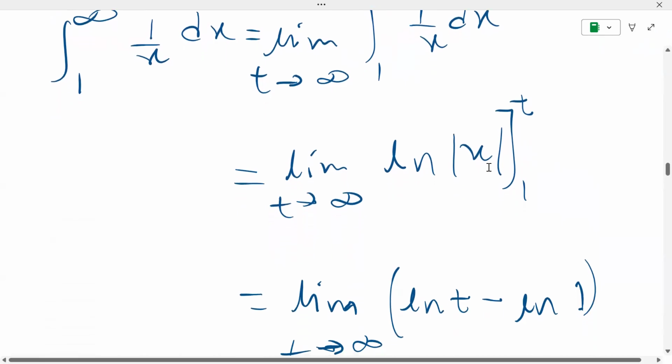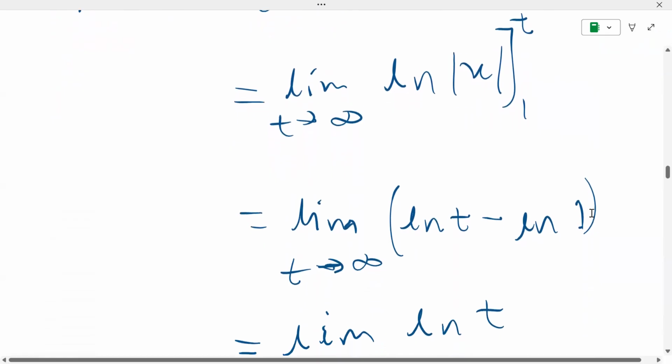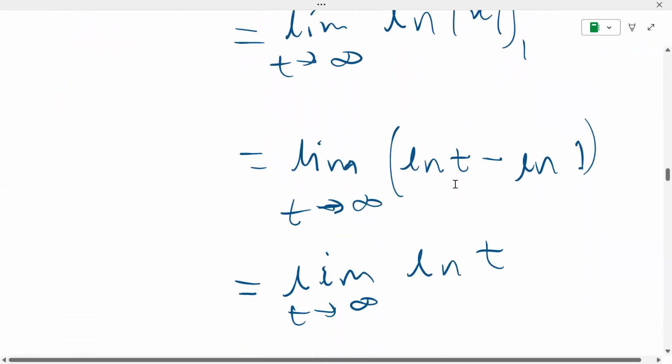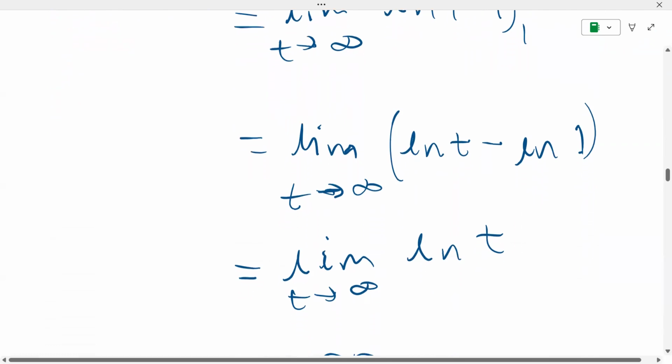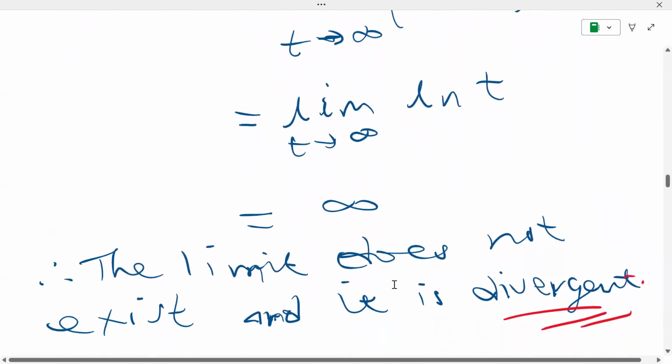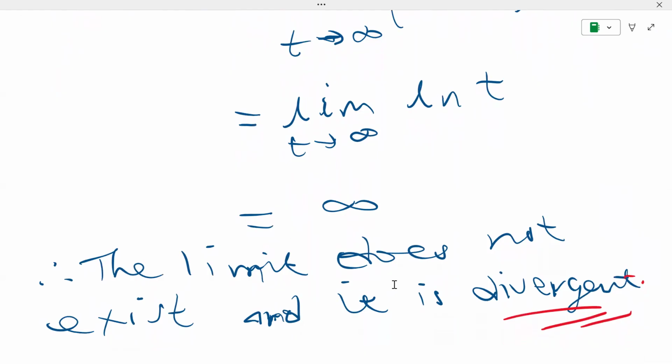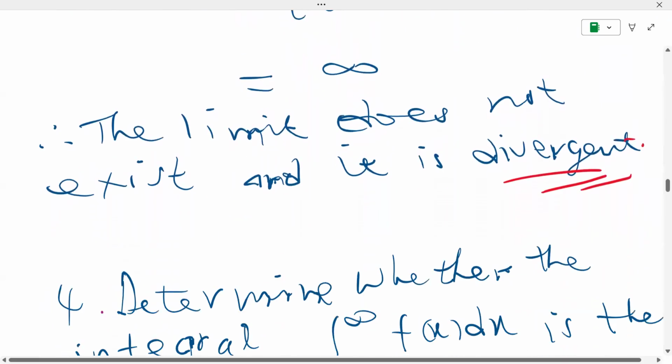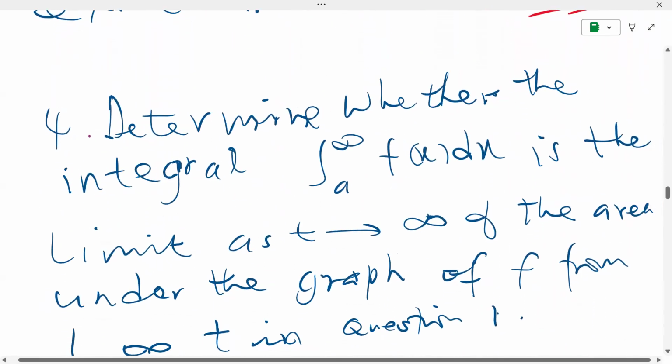Great. So when we integrate, we now slot in our limits. We shall get the upper limit being ln t minus ln 1, and ln 1 goes to 0. When we apply our infinity, ln infinity will give us infinity. So our conclusion is that the limit does not exist, and our function is divergent. Fantastic. So let's move on to the next example.